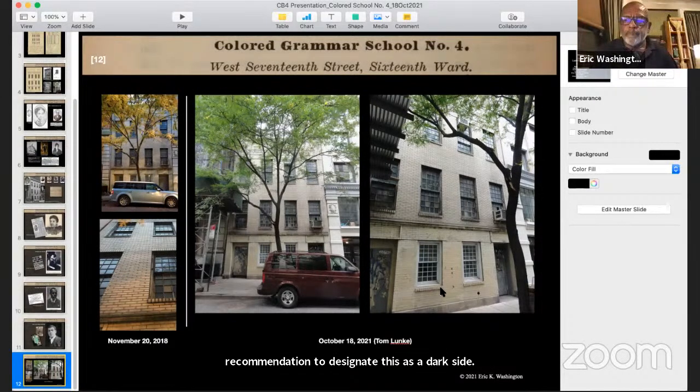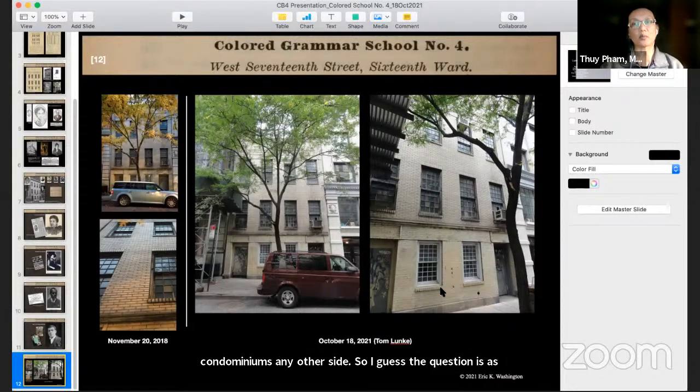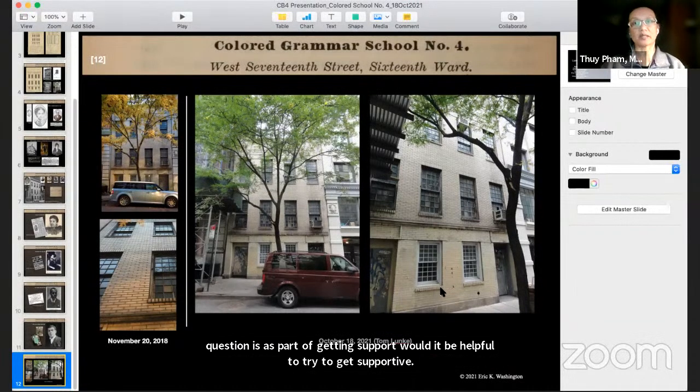Twee? I'm not familiar with this particular block, so it looks to be flanked by a school on one side and then condominiums on the other side. So I guess the question is, as part of getting support, would it be helpful to try to get support of entities on that particular block as well?